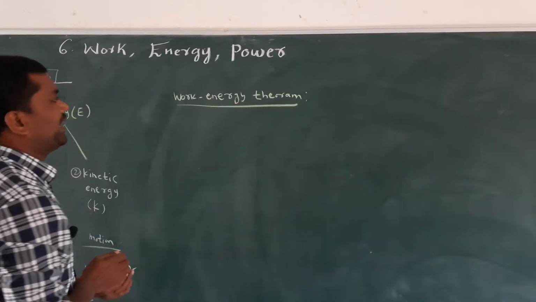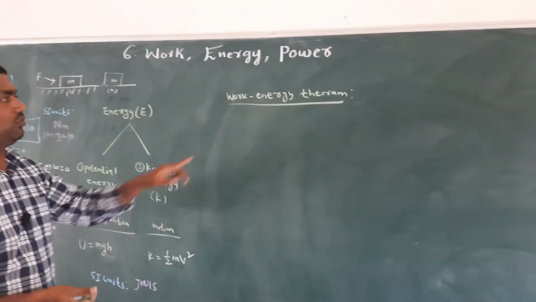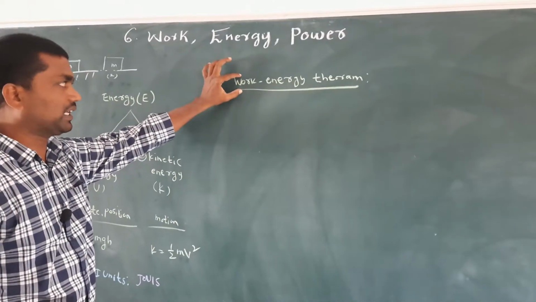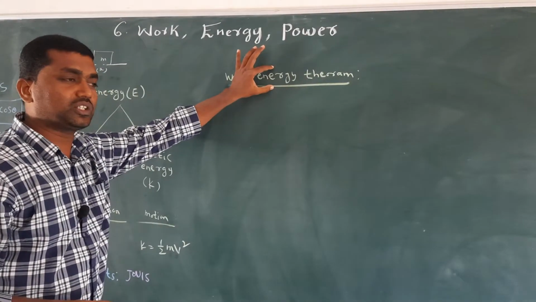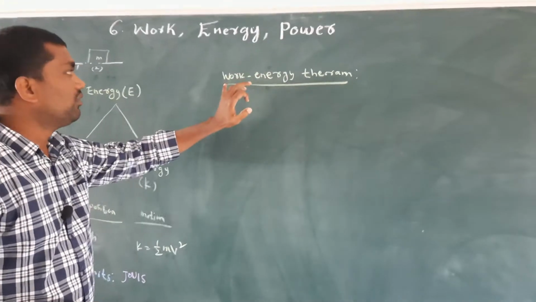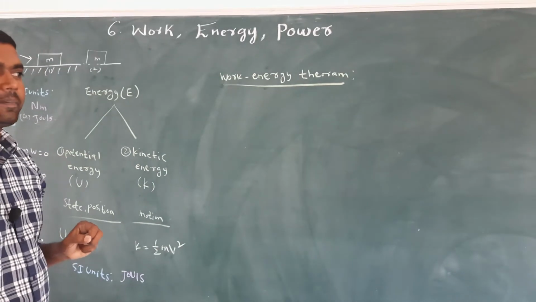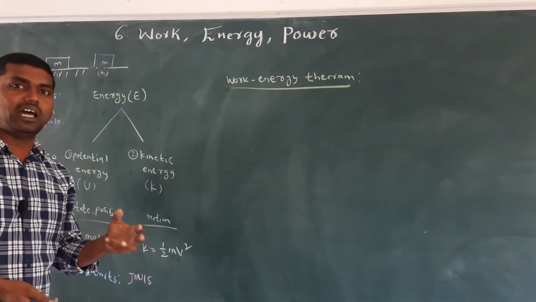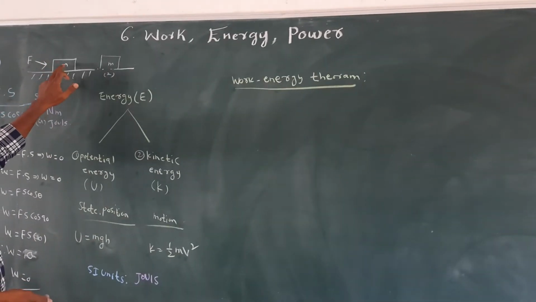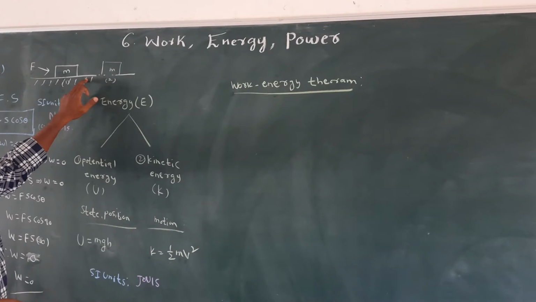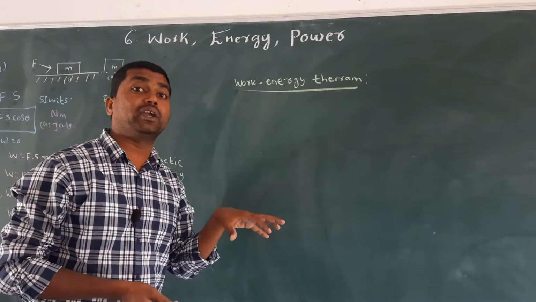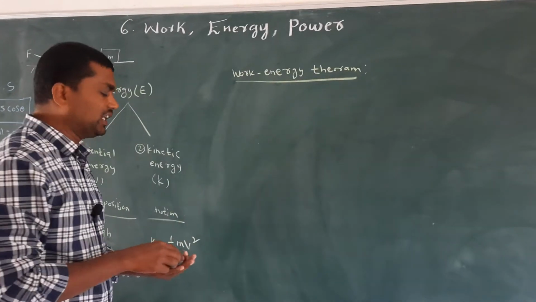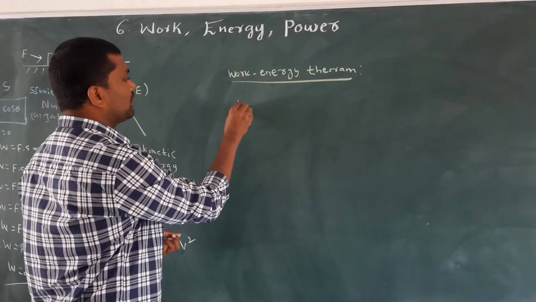Very important one, work energy theorem. Already we know work, the product of applied force and displacement of the object, is called work, and energy, the capacity to do work, is called energy. What is the meaning of work energy? Work is done by the applied force when we apply some force on the object. So work done by the applied force is equal to change in kinetic energy. Means I can write the equation for the work energy theorem.